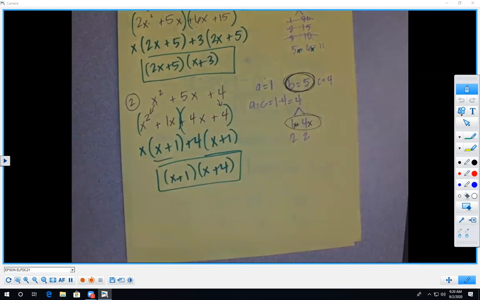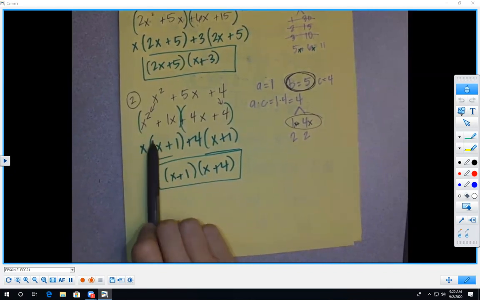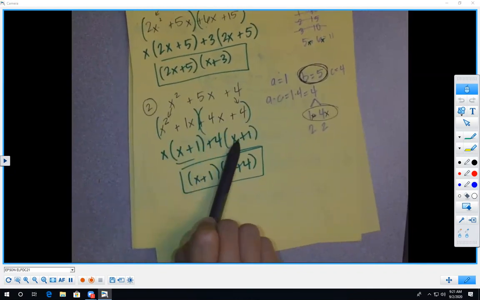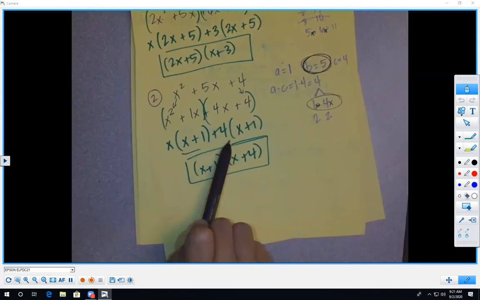Okay, just a reminder, when you're doing all these problems, that first set of parentheses, you're always going to be able to take out an x. There may be a number you can also take out, but it's at least an x that you can take out. This one will never have an x to take out. It's just a number to take out.